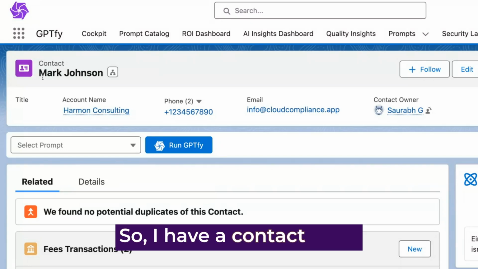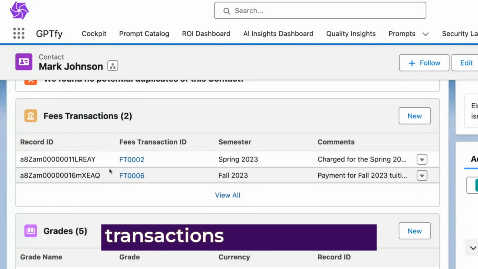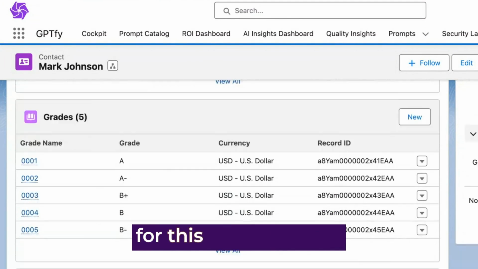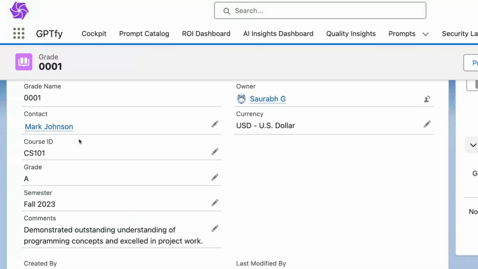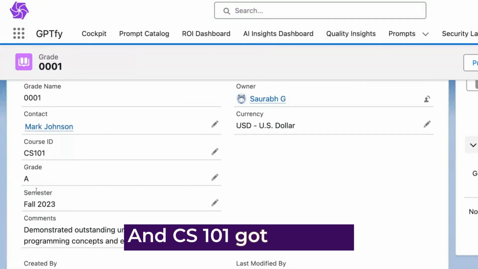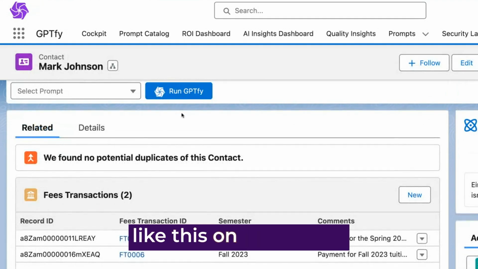So I have a contact and I have a bunch of fees transactions for this person. I have some grades for this person, for various subjects and things like that. And then we did CS 101, got a grade, and there's some comments about it. So things like that. There is information like this on the right.